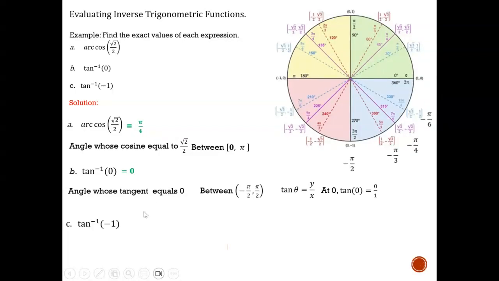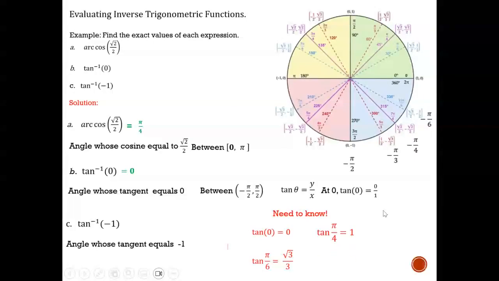Okay. Now let's try C. Same thing here, guys: the angle whose tangent equals negative 1. This is what you need to know, guys. I'm going to show you from 0 to pi over 2 what every angle for the tangent is going to be. For example, the tangent of 0 is equal to 0. The tangent at pi over 6 is equal to square root of 3 over 3. The tangent at pi over 4 is equal to 1. The tangent at pi over 3 is equal to square root of 3. The tangent at pi over 2 is undefined.